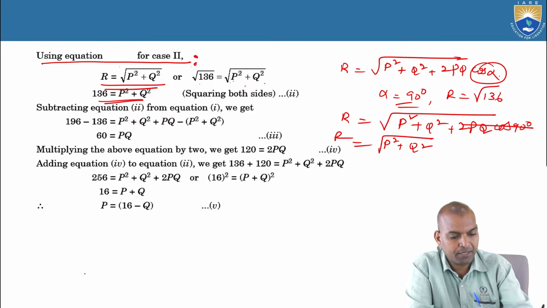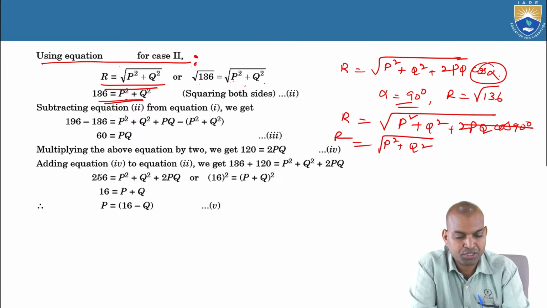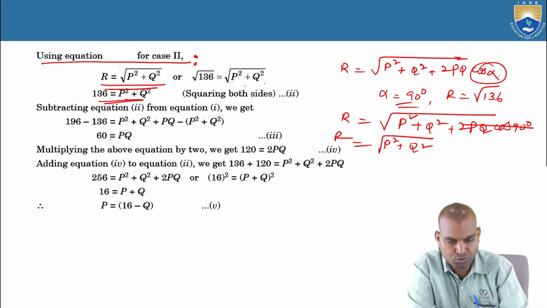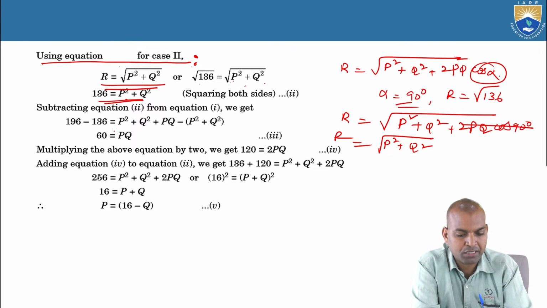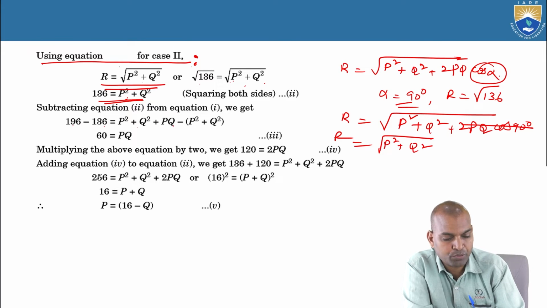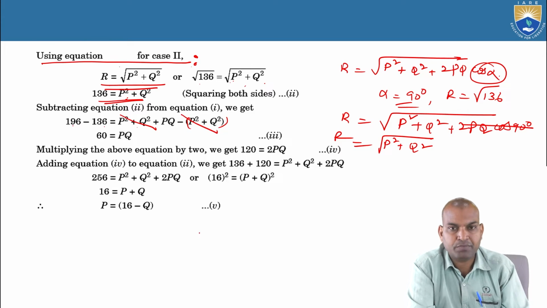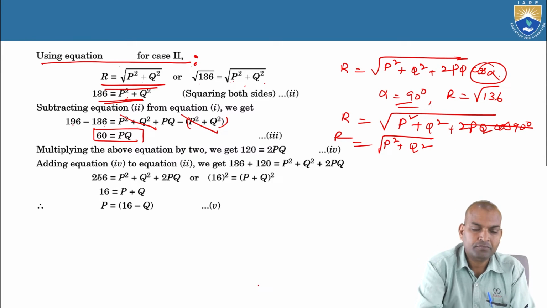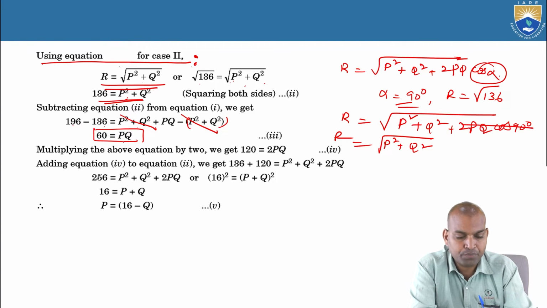Now substitute this equation 2 in equation 1, or subtract from it. There are various methods in algebra, we can also do it that way, but following our methodology, we subtract from equation 1. Then 196 minus 136 equals p square plus q square plus pq minus (p square plus q square). The p square plus q square positive and negative terms cancel. Then pq equals 60. Now 60 equals pq.